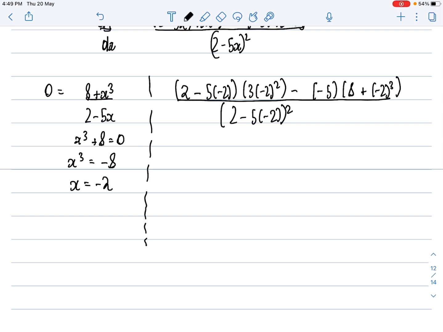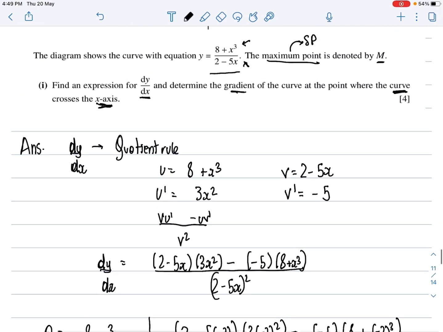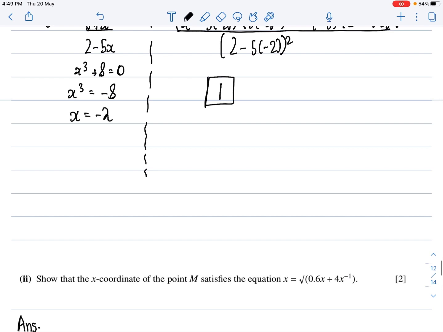When I solve this, I get my answer as 1, which is the gradient at the point where y is equal to 0, or where the curve crosses the x-axis. The gradient is 1.